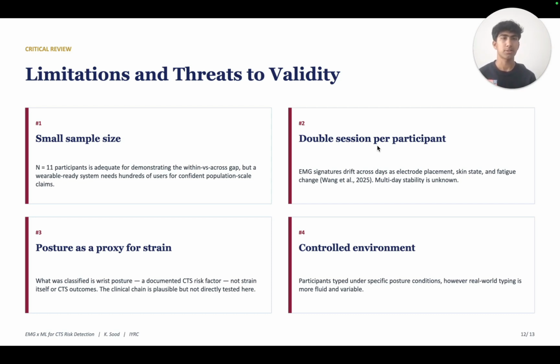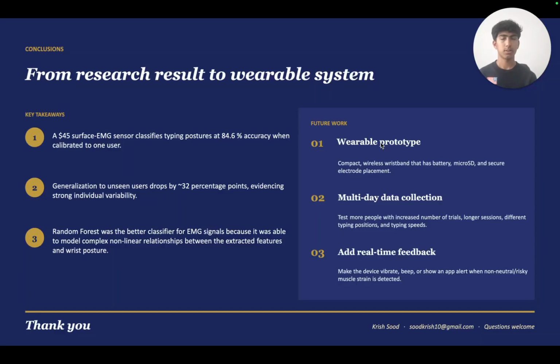However, the system achieved a very high accuracy under within-person validation, suggesting there's more work to be done with this project. To conclude, a low-cost EMG system was able to detect and classify muscle-related strain at a very high accuracy using consumer-grade hardware.